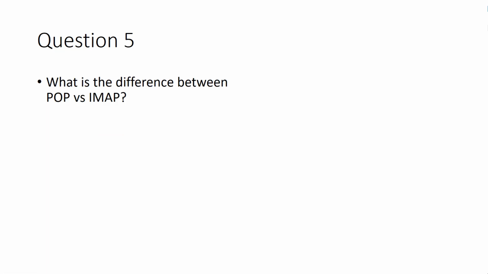Last question for this series, POP versus IMAP. What are the differences? IMAP normally will leave a copy on the server, where POP does not. POP uses port 110, IMAP uses port 143. Understand which protocol leaves data on the server, which one downloads it to your mail client, and also understand the different port numbers associated with both of these.